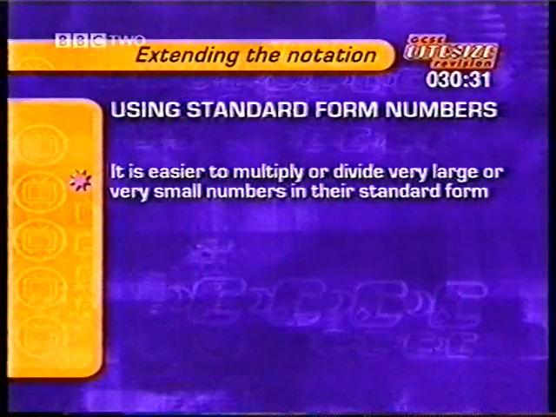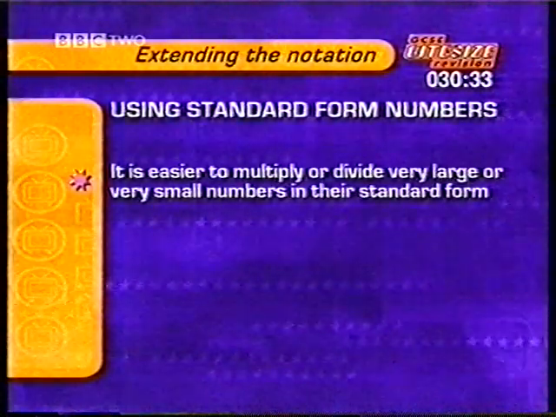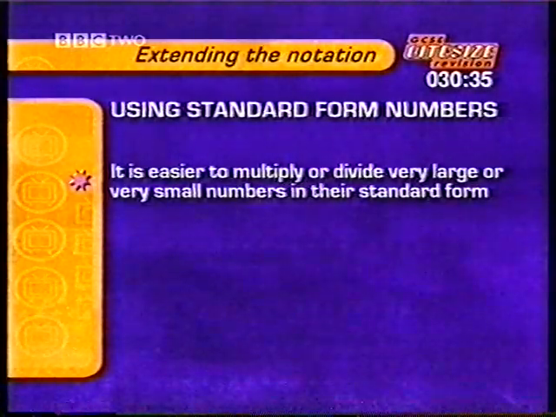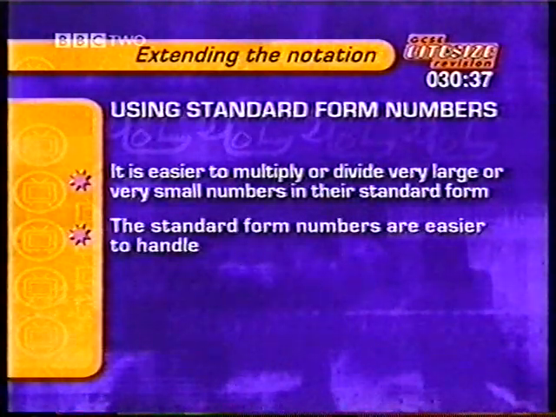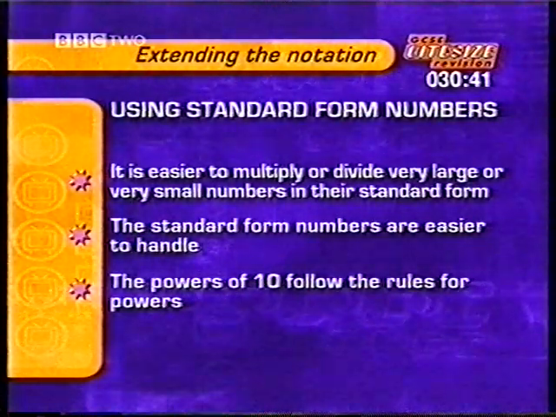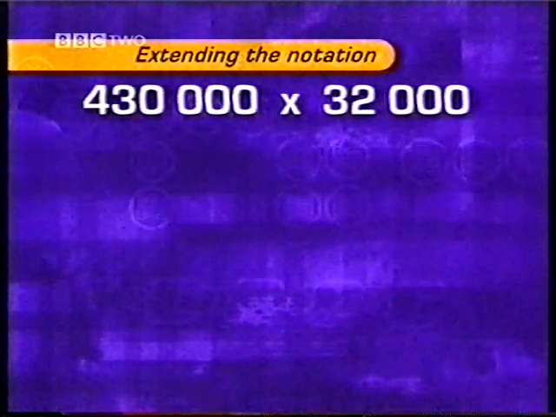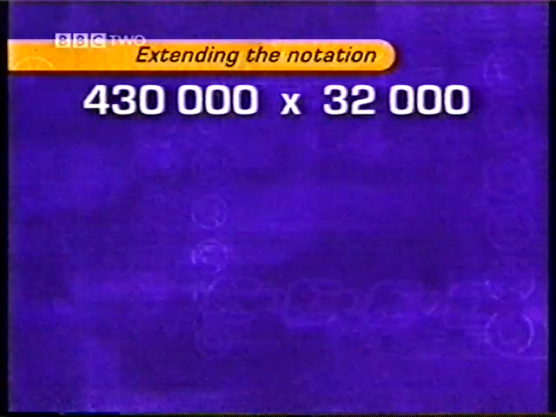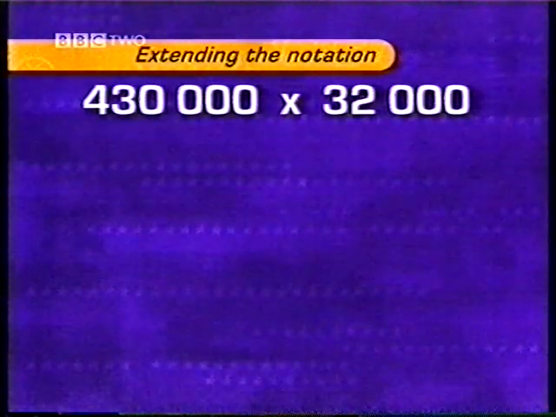It's easier to multiply or divide very large or very small numbers when they're in standard form. The standard form number parts are easier to handle, and the powers of 10 follow the rules for powers. Here's an example. Multiply 430,000 by 32,000. This isn't too difficult as it is, but without a calculator we could get into a tangle with all those zeros. So first, convert the numbers to their standard form.